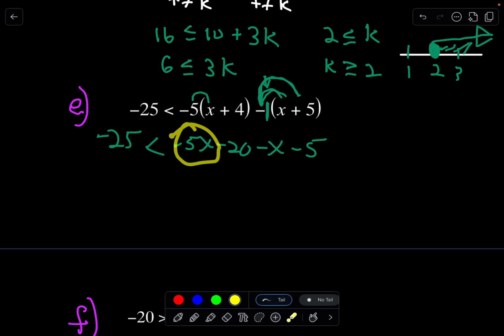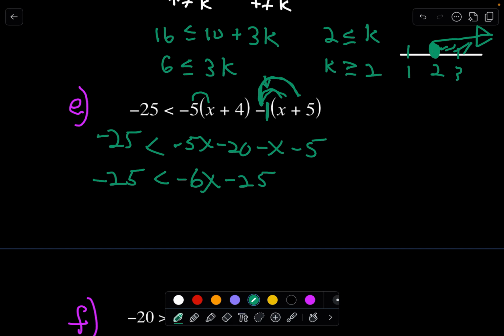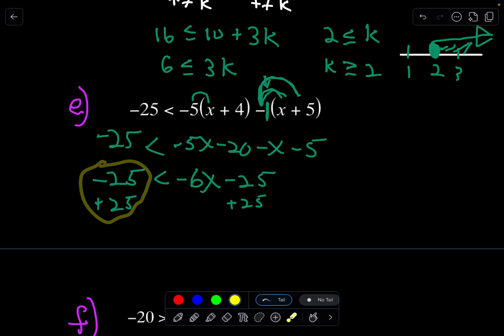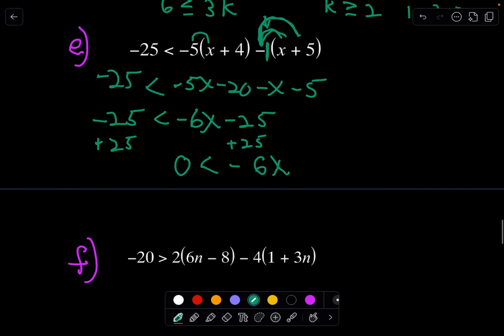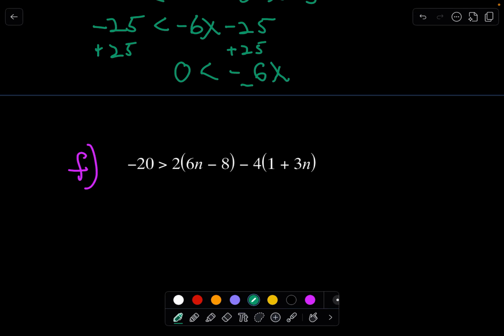And this is negative 25 over here. Now this is a 2-step problem. Notice our variable is negative over here, so you got to be careful. What we're going to do is add 25 to both sides. And lo and behold, negative 25 plus 25 right here is 0. So we have 0 on the left is less than negative 6x. Notice my variable is negative. So when I divide by a negative 6, you end up with 0 divided by negative 6 is still 0. And then we have x.